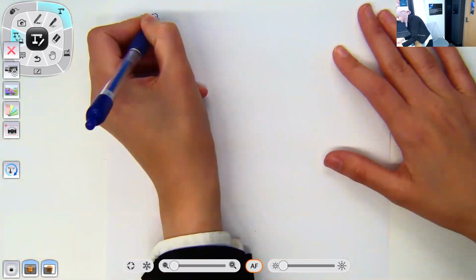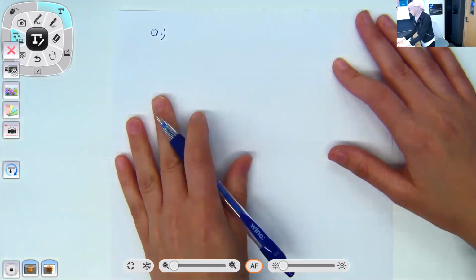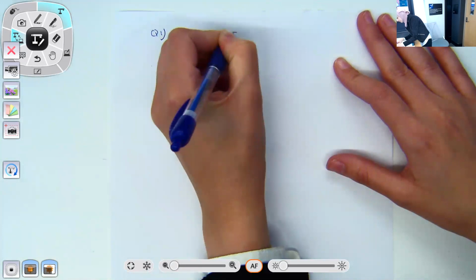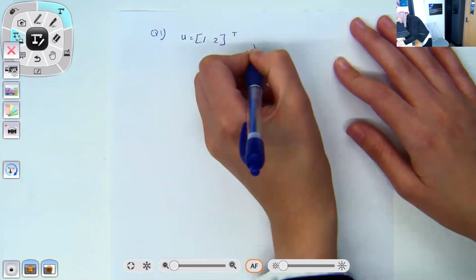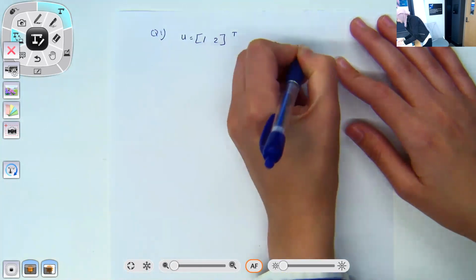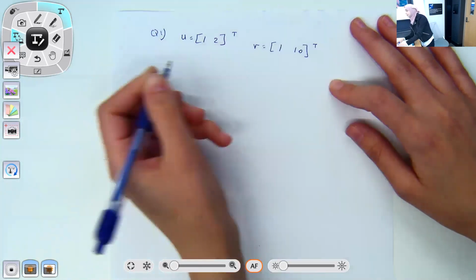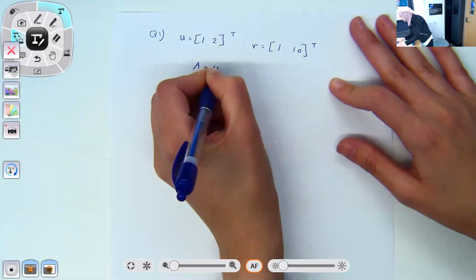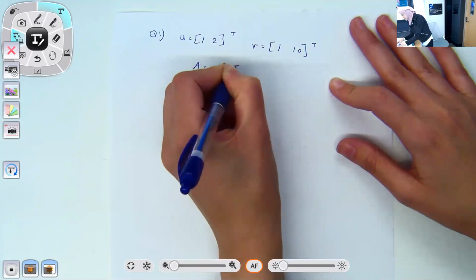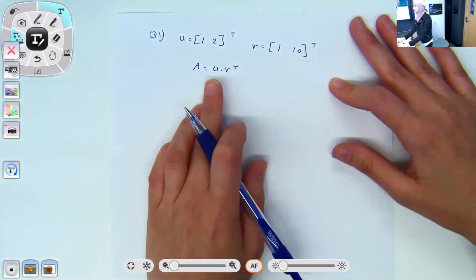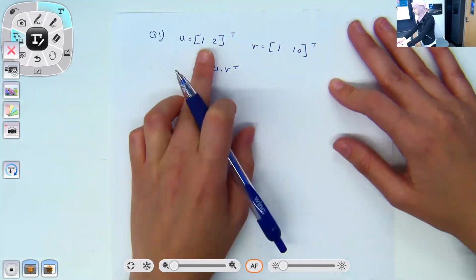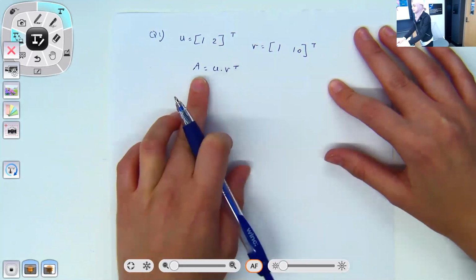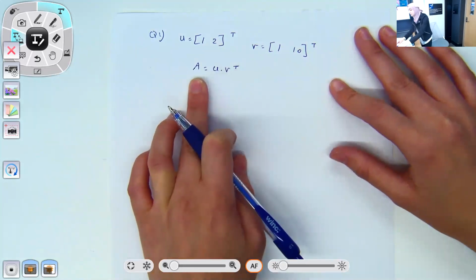In question 1, they give you 2 vectors. The first one, u equal [1, 2] transpose, and the second one, v equal [1, 10] transpose. We need to find the matrix A, where the matrix A is defined by u times v transpose. This is an outer product between u and v. Here we have 2 items, and here we have 2 items. A is a matrix. The dimension of this matrix is 2 by 2.